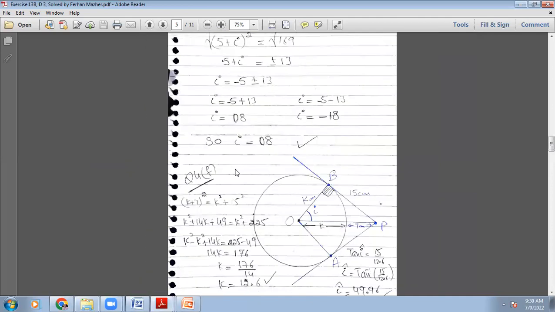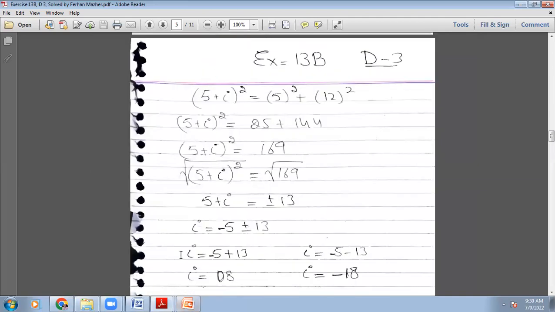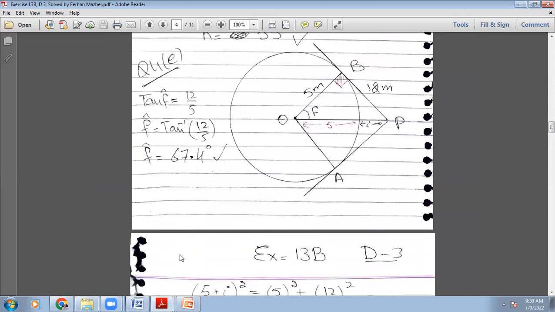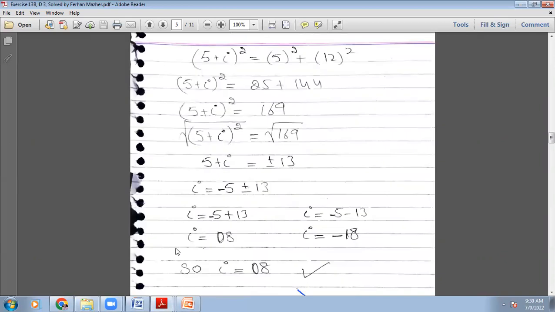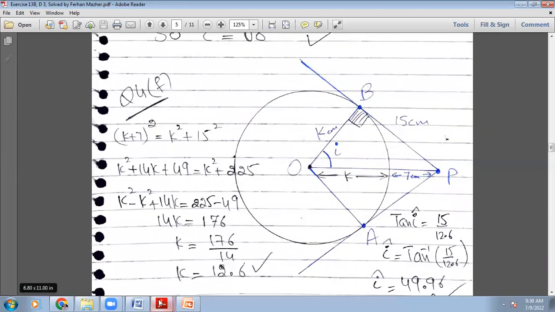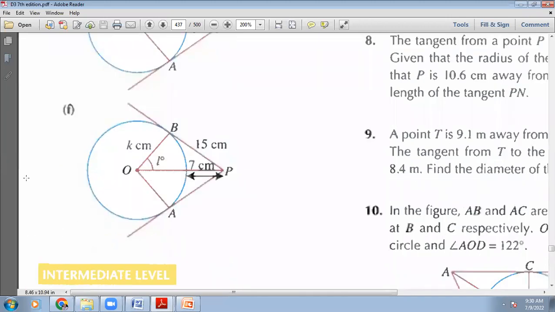So this is how this is done. So that's the second part. And this is the first part. Question number 4, E part. That is the first portion, and that is the rest of the question. And I hope you understand. Okay, now we are going to the next part. Question number 4, and it's F part.